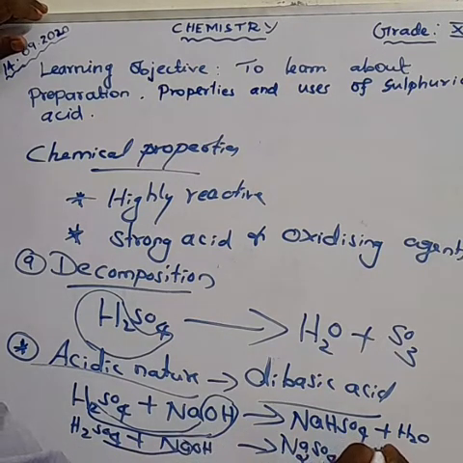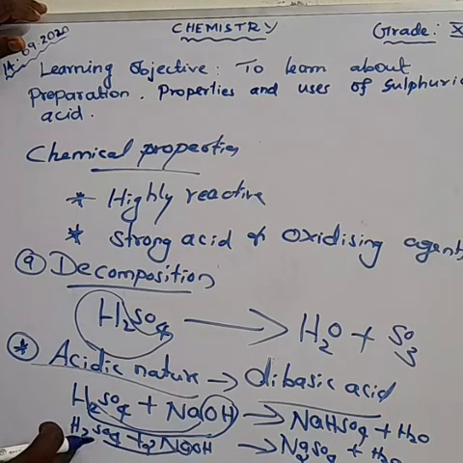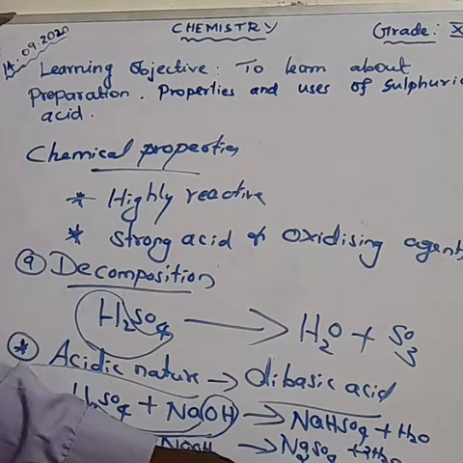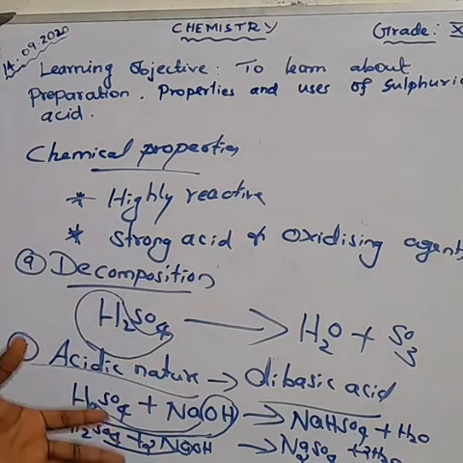Okay, water. So how much sodium is there? 2 sodium. So here we get 2 OH and here also 2 hydrogen. So how much water is there? 2 water. What's the name of this compound? Sodium sulfate.